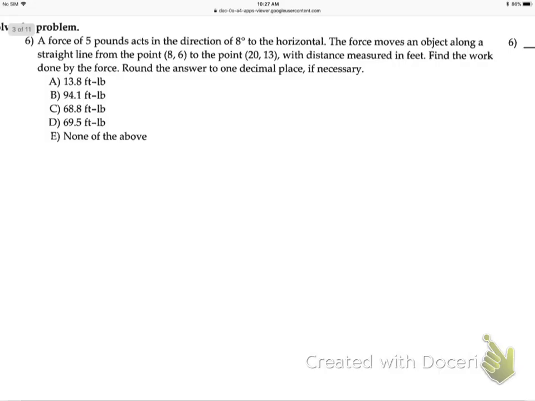Okay. A force of 5 pounds acts in the direction of 8 degrees to the horizontal. The force moves an object along a straight line from (8, 6) to (20, 13), a distance measured in feet. Find the work done by the force, rounding the answer to one decimal place. Okay, so what are they talking about?